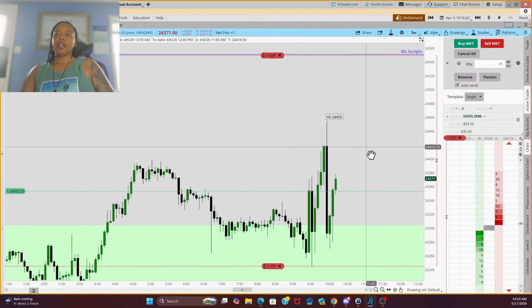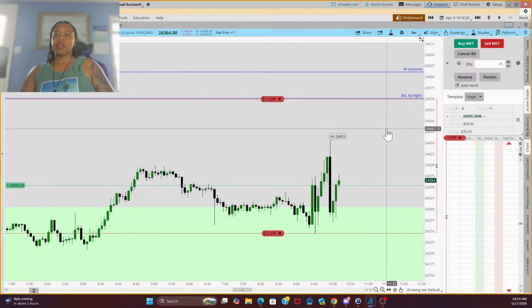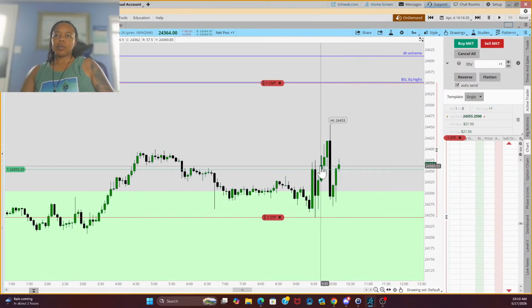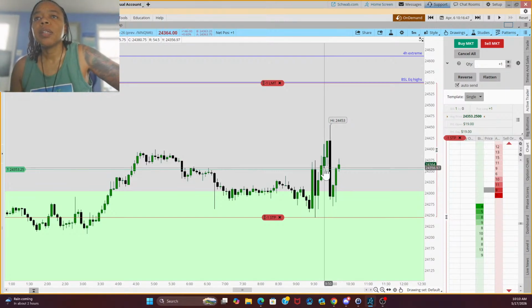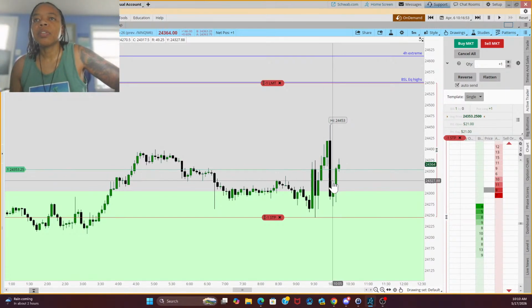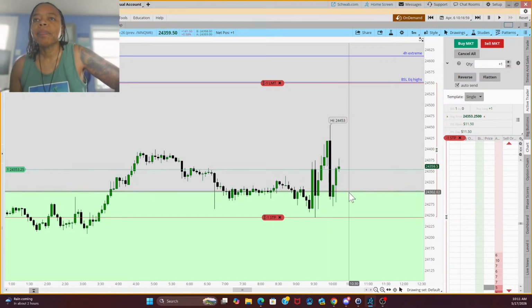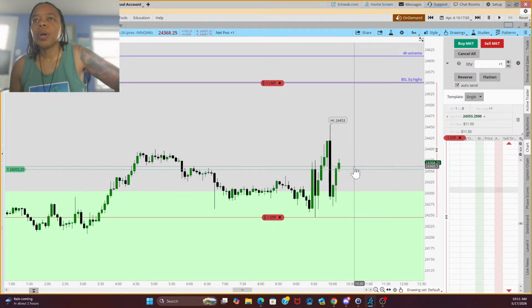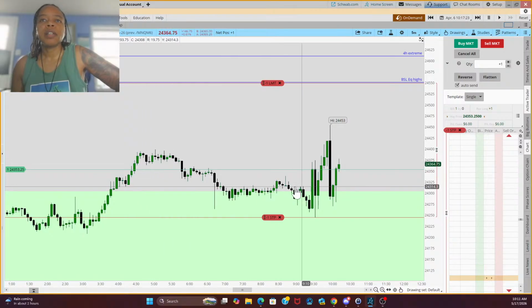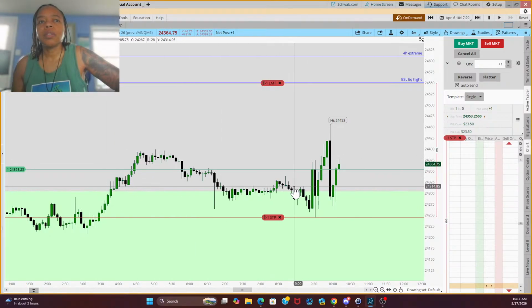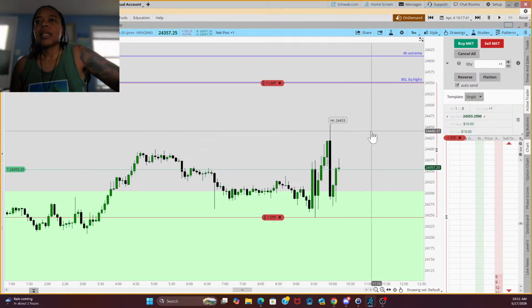And all right, so we need to see it aggressively just bust through this 5 minute fair value gap right here. I don't want it to think too hard about it. Just show some follow through. Now we've been in this area of consolidation for a bit, so just gotta wait and see.